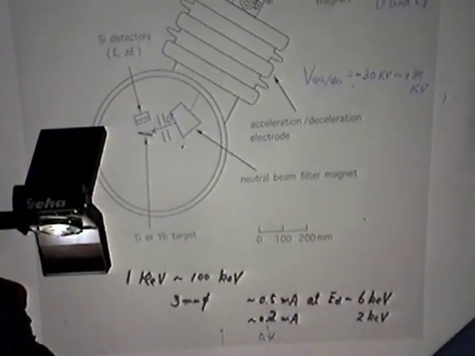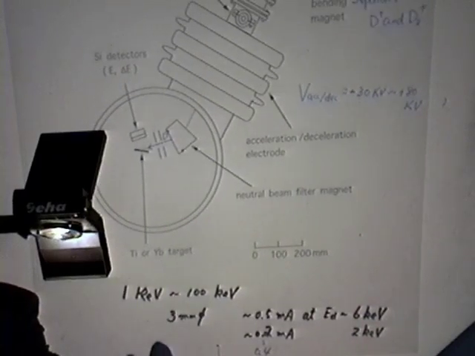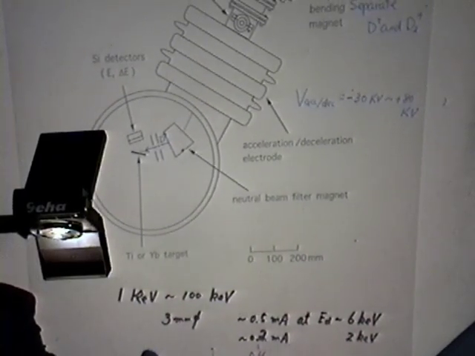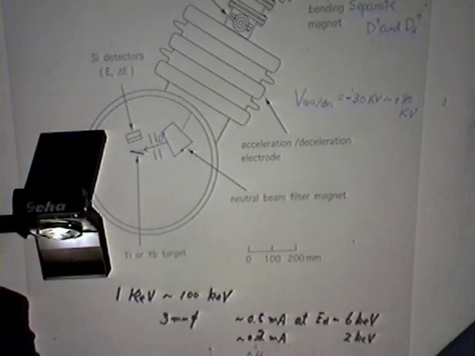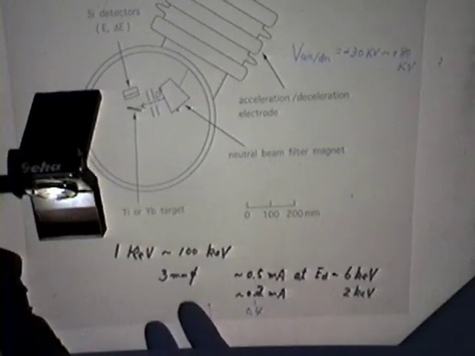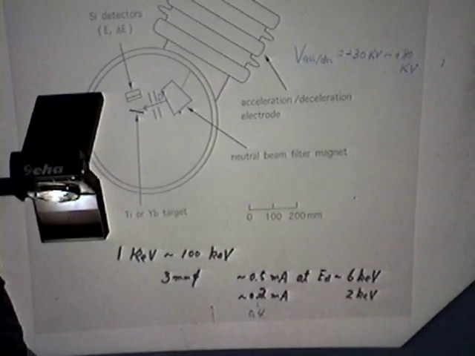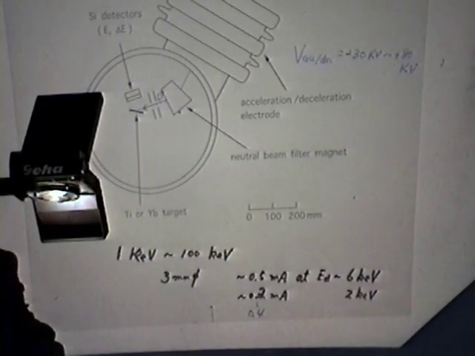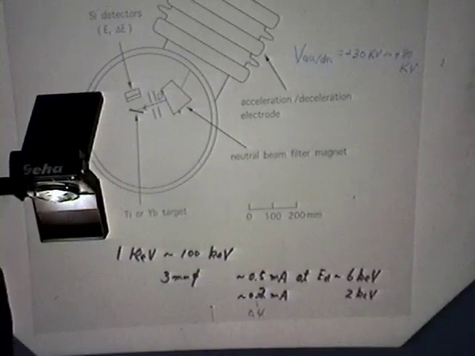In this small accelerator or ion source, we get a beam from 1 keV to 100 keV, and the beam spot at the target position is something around 3 mm, and the beam current is 5 microamperes at a deuteron energy of 6 keV, and at 2 keV we got 200 to 400 microamps.